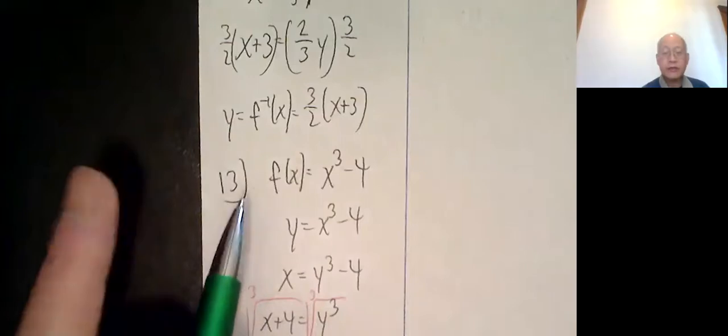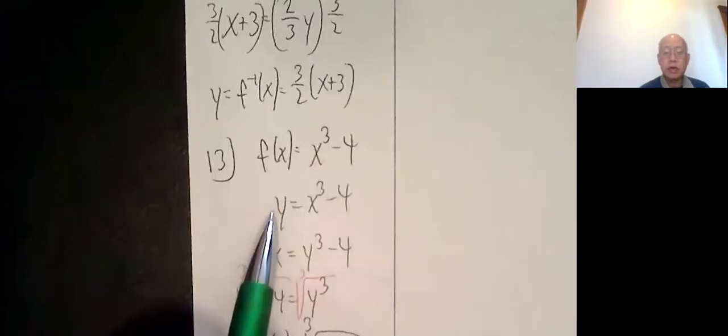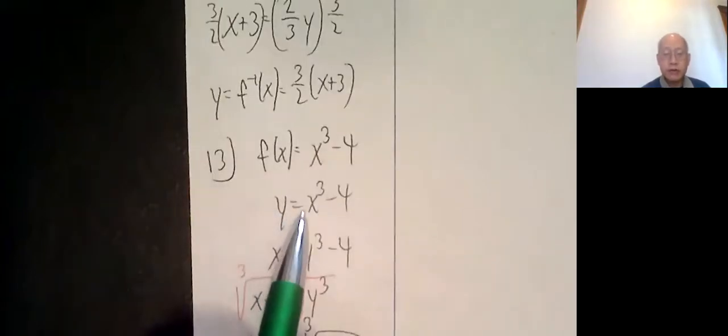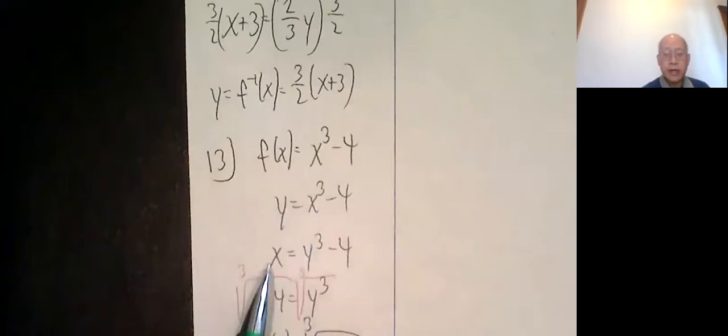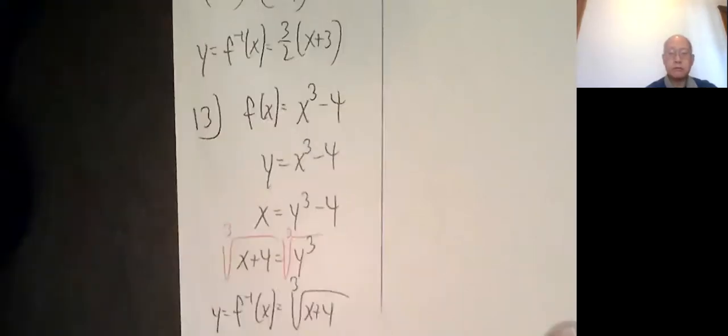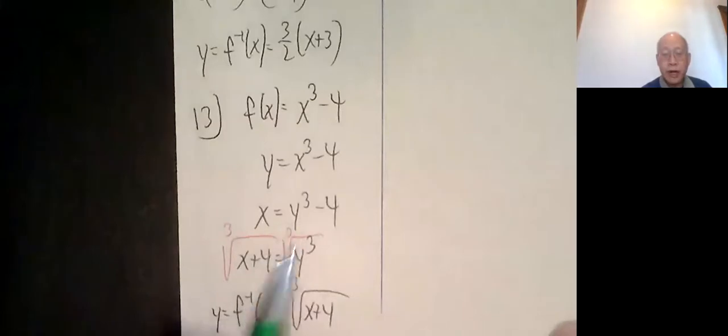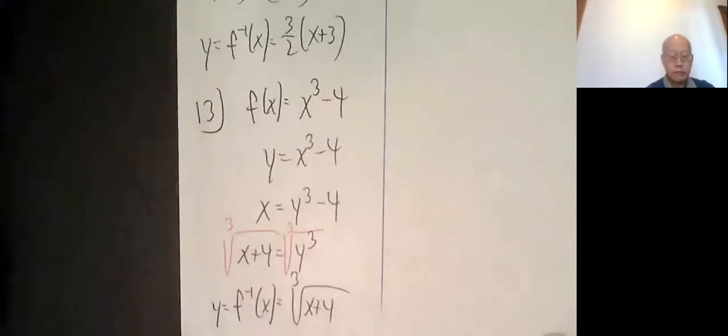Okay, 13. F of x equals x cubed minus 4. Y equals x cubed minus 4. Switch around x and y. X equals y cubed minus 4. Solve for y. Add 4 to both sides. X plus 4 equals y cubed. Take the cube root. So y equals f inverse of x is the cube root of x plus 4.